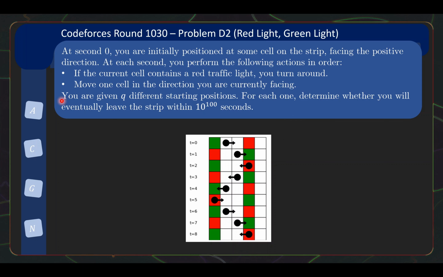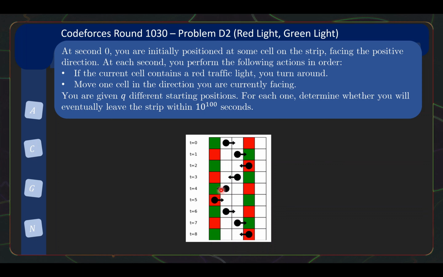So what is the actual problem you need to do? You are going to be given q different starting points. For each one, determine whether you will eventually leave the strip within 10 to the 100 seconds. Now 10 to the 100 is just chosen to be very big, so that basically you just need to determine whether you will loop or you will not loop, which means you will eventually escape.